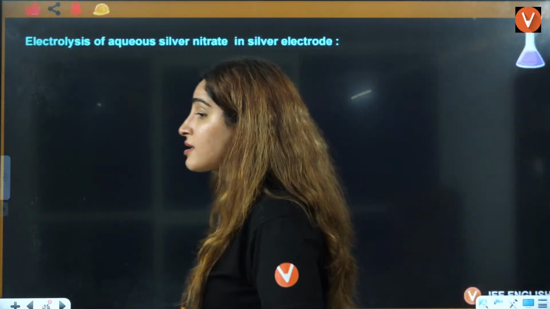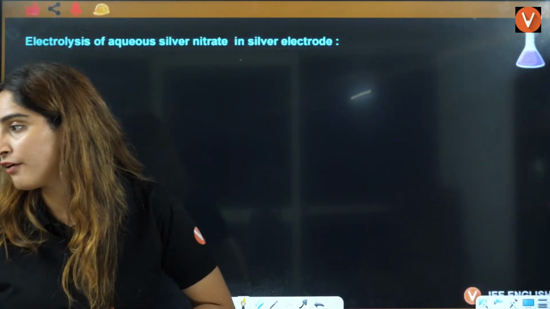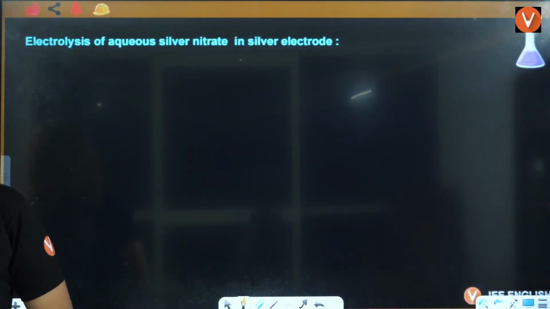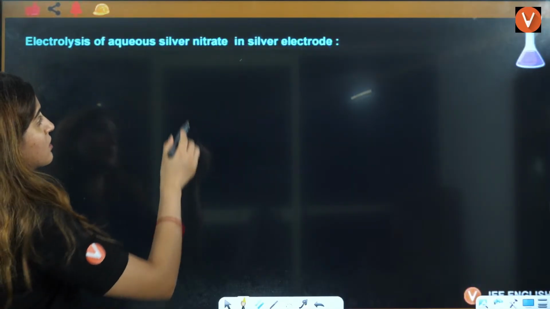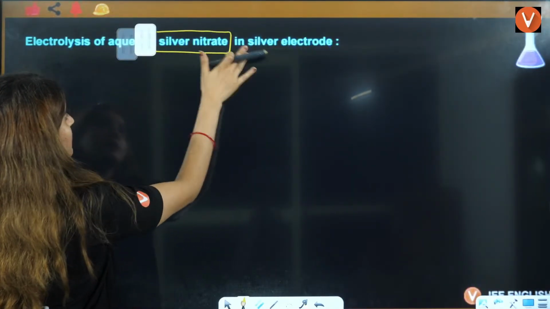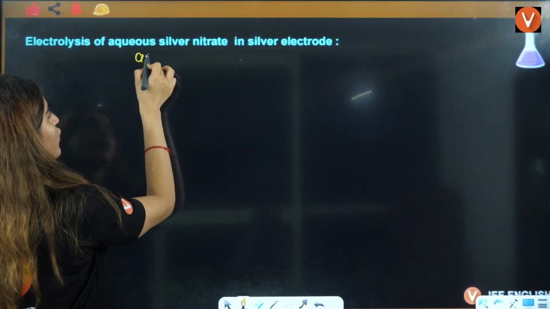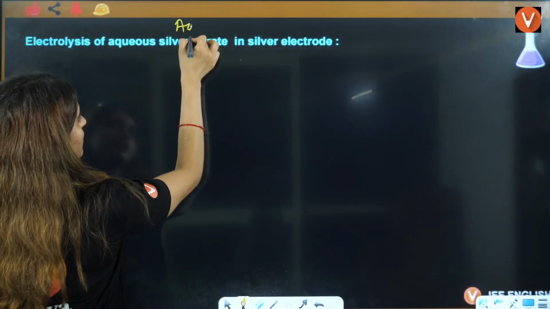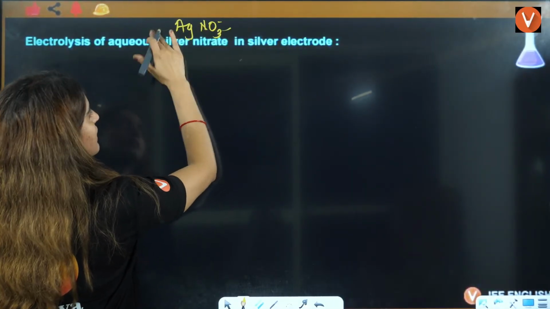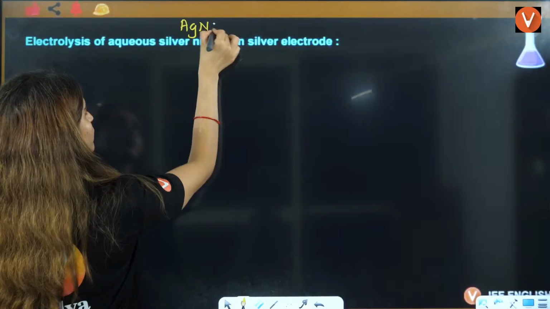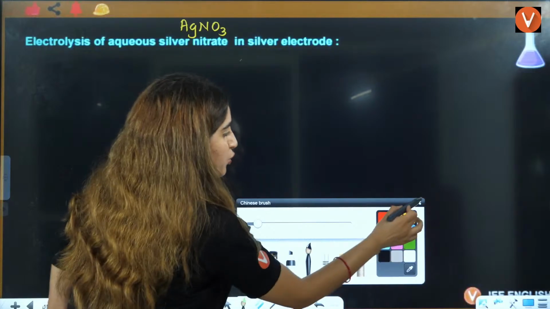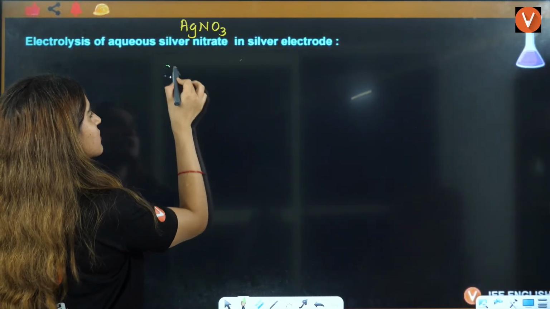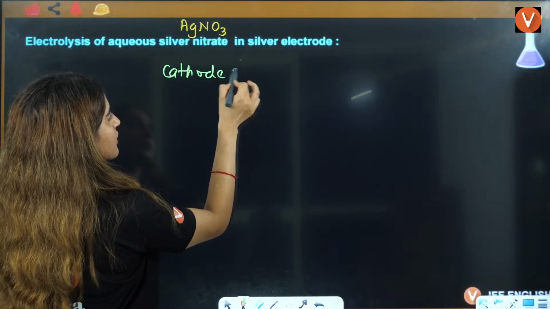Now, last case here is electrolysis of aqueous silver nitrate. If you talk about, right, this is your aqueous silver nitrate. This is Ag, this is NO3 negative, right? Ag, NO3. Okay, this is what you have. Now let's talk about cathode and anode again, right? This is cathode, right? This is anode.